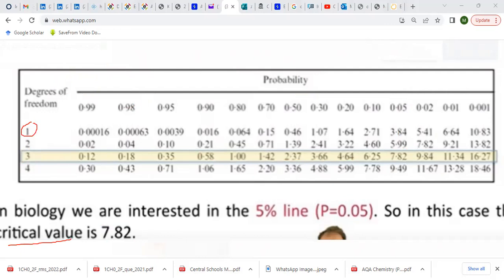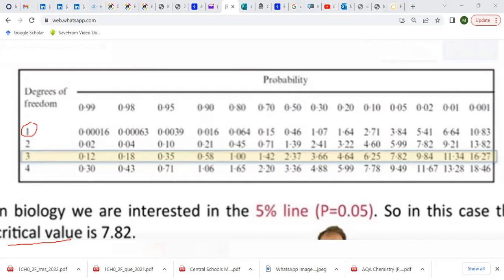You understand how to read this table? Now you got it, yes? When the degree of freedom is 4 and the probability is 0.02, what will be the critical value? 11.67. This is the way of reading this data table. You get it?